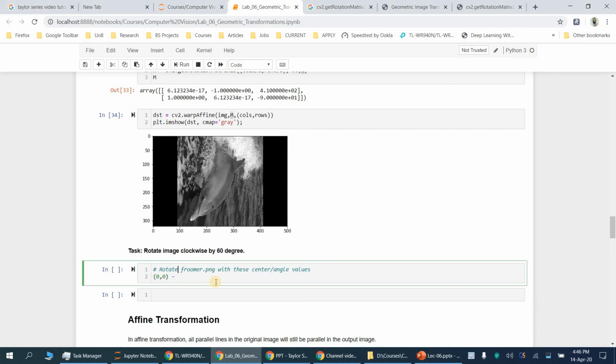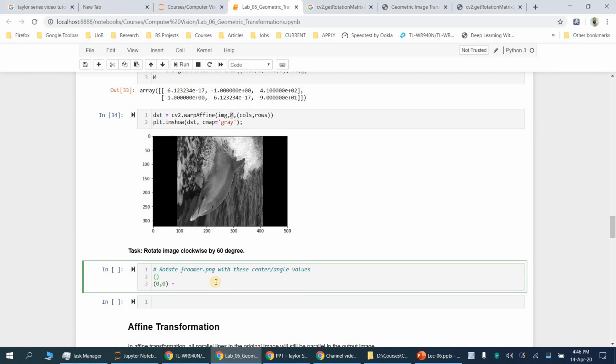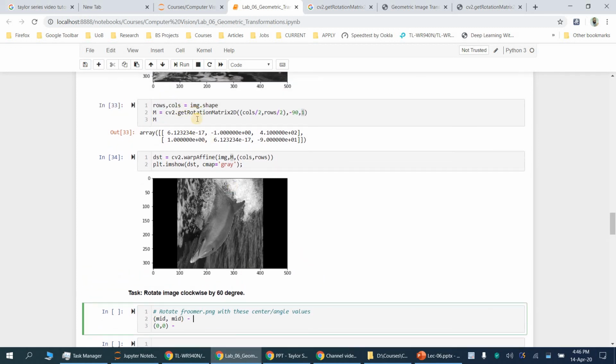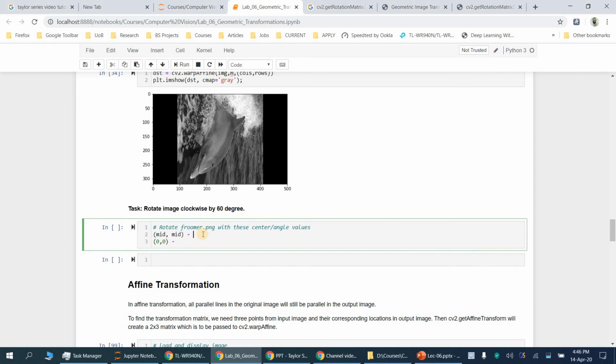The natural rotation center is the center of the image, mid and mid. The X and Y values will be the mid values of the image. How do you calculate it? By this formula: columns by 2 and rows by 2. So you will use the mid value, and then you will provide rotations of 45, 90, minus 45, minus 90, and then some bigger values, 160 and 250.